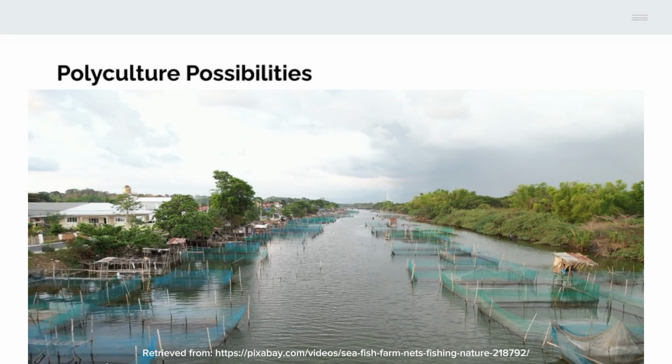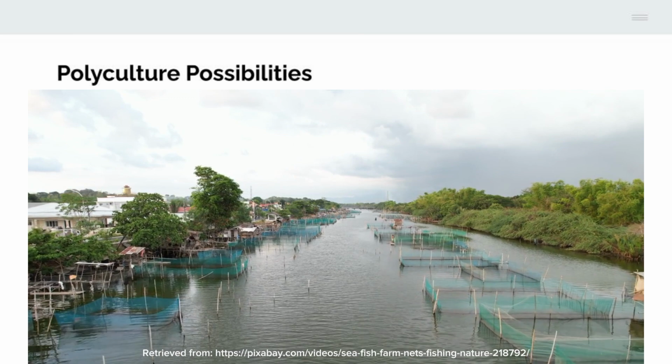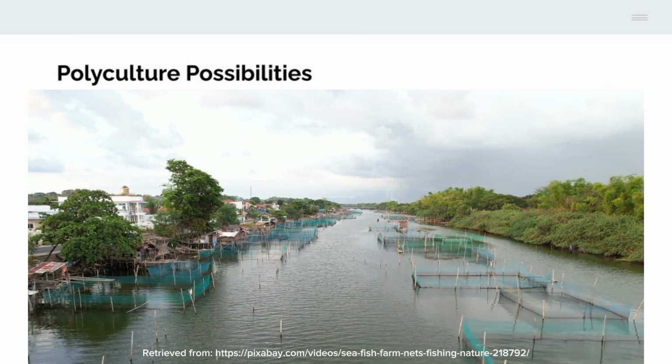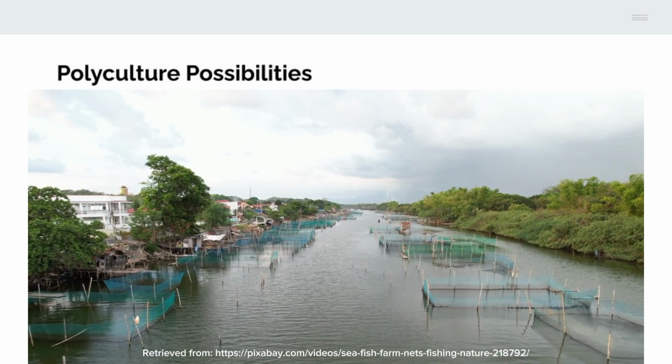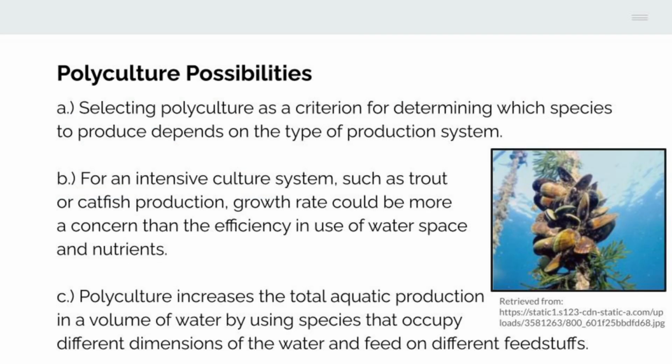Polyculture is the practice of raising multiple species in the same production system. This approach can enhance resource efficiency and maximize productivity. However, the choice of species for polyculture depends on the production system being used. Selecting polyculture as a criterion for determining which species to produce depends on the type of production system. Some species are better suited for polyculture than others, depending on whether the system is extensive, semi-intensive, or intensive.